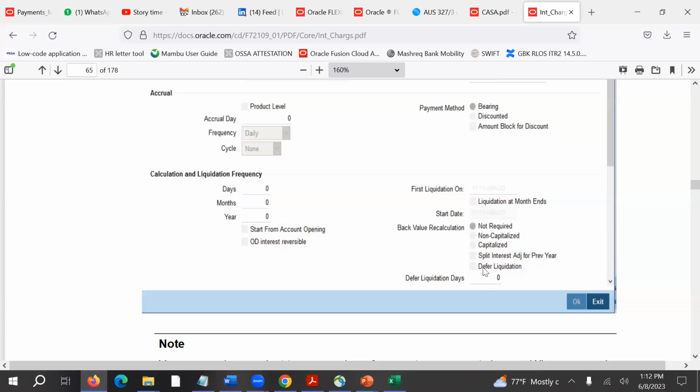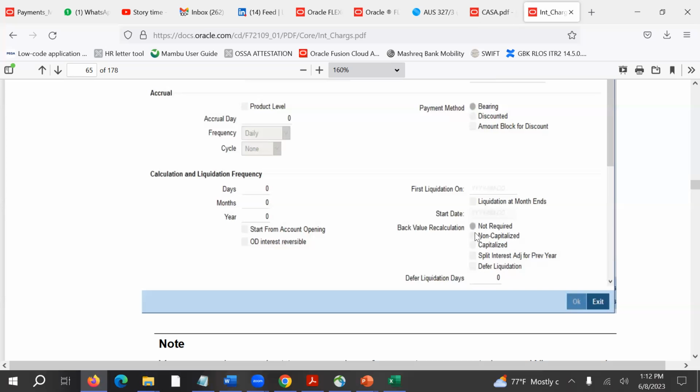Okay. And then this deferred liquidation is meant for, instead of posting at the month end, waiting for 2-3 days and then posting it. Why are we doing it? Because I normally receive a rate change on the 1st of every month for the previous month, so I need to wait for 1 or 2 days to get the rate change. Then with that effective date, I will put the liquidation.